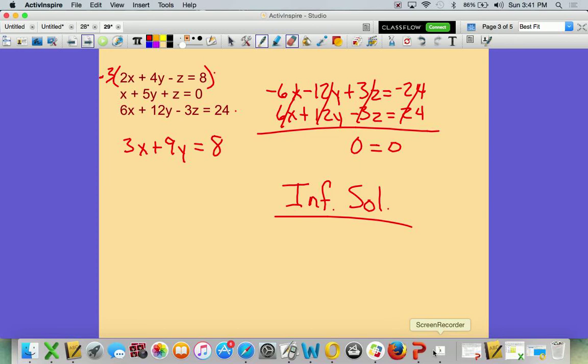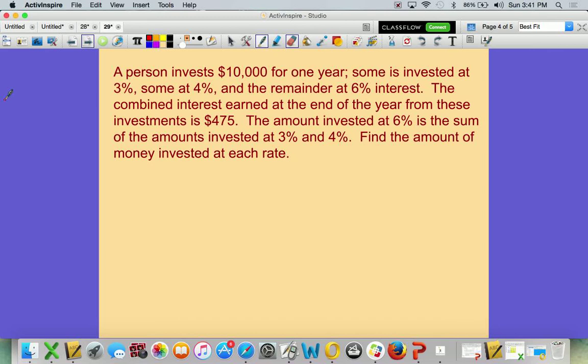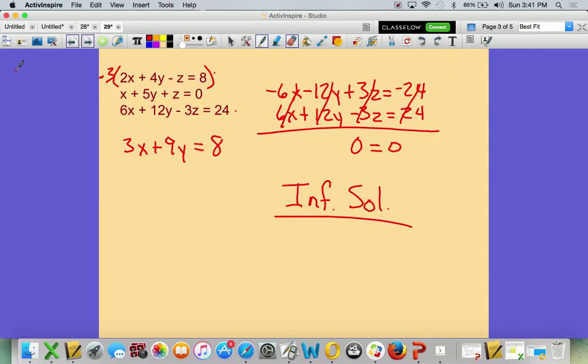Next one. Now really quick, if you were to go back here and everything cancels except for this, so say you had a false solution here, that would mean that there is no solution.